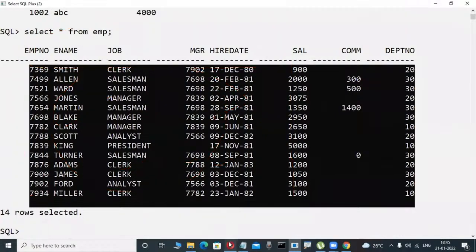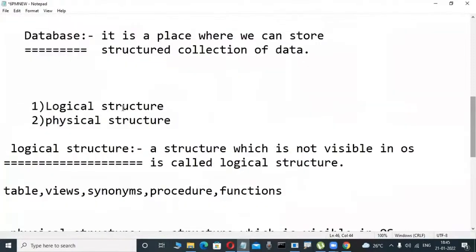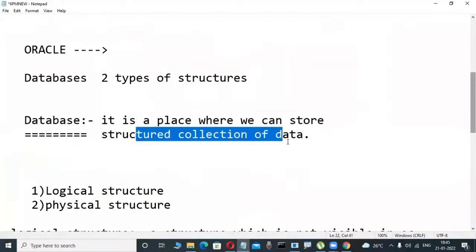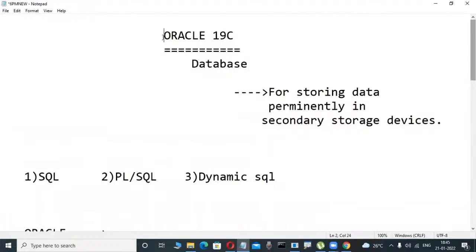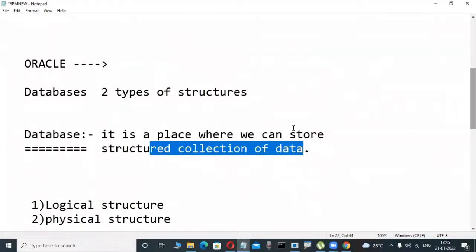That's why when we refer to books or type in Google what a database is, two definitions are there, as you observe, but most developers write that it is a place where we can store a structured collection of data. Understood? Oracle is a product from Oracle Corporation. In our course we are learning the 19c version. This is a database product. If anybody asks what a database is, as developers we say it is a place where we can store a structured collection of data. That is the logical side.